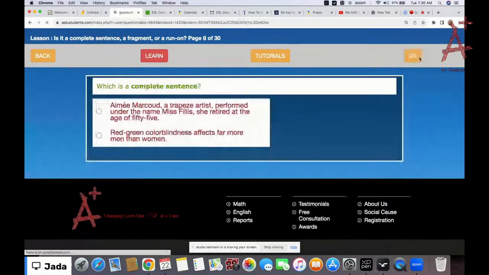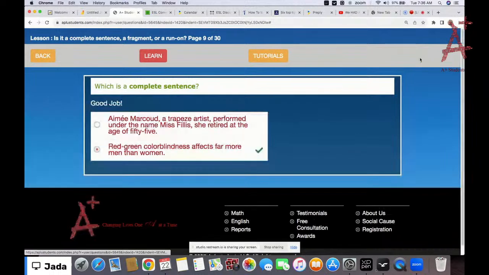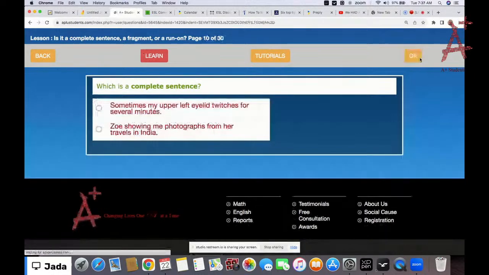Complete sentence. Amy Marquardt, a trumpet artist, performed under the name Miss Fields. She retired at the age of 55. Red-green color blindness affects far more men than women. So it's going to be the second, because the first one, she retired at the age of 55, is a different sentence on its own, which is a run-on sentence. So complete one here.